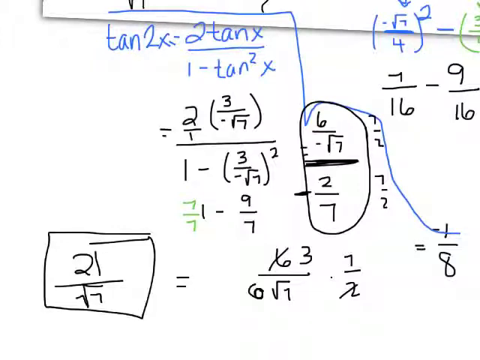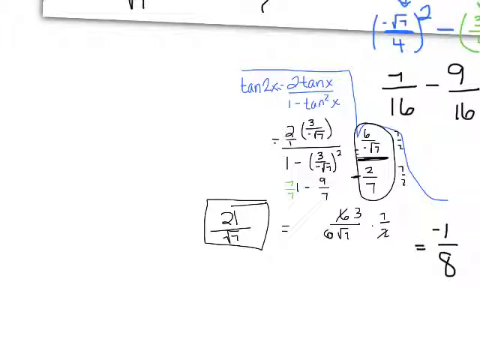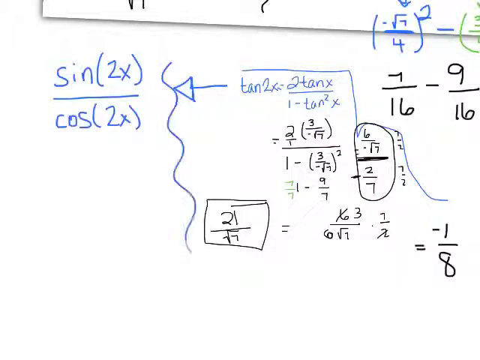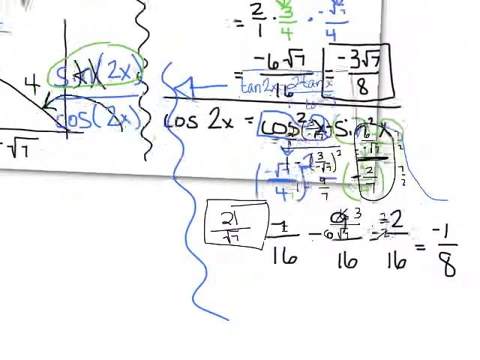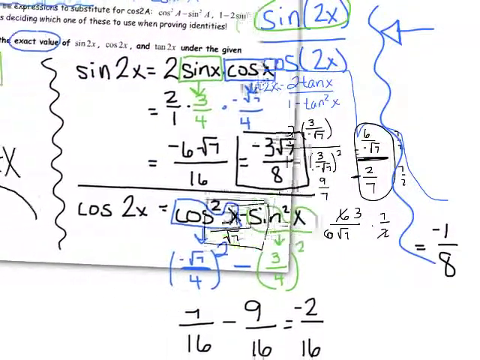Did I mess up somewhere? I don't believe so. So 21 over root 7. Now, all of that work is really kind of unnecessary because remember that tangent can also be sine of 2x over cosine of 2x. And I already have what sine of 2x is. I found that answer, so I've got to go find it, but it was right here, the negative 3 root 7 over 8.